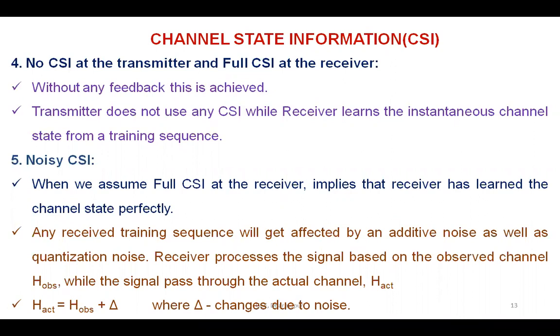The final one is noisy CSI. Full CSI at the receiver implies the receiver has learned the channel state perfectly. Any received training sequence will be affected by additive noise as well as quantization noise. So the receiver processes the signal based on the observed channel, H observed. And what is the H actual? H observed plus delta, where delta is the change due to noise.